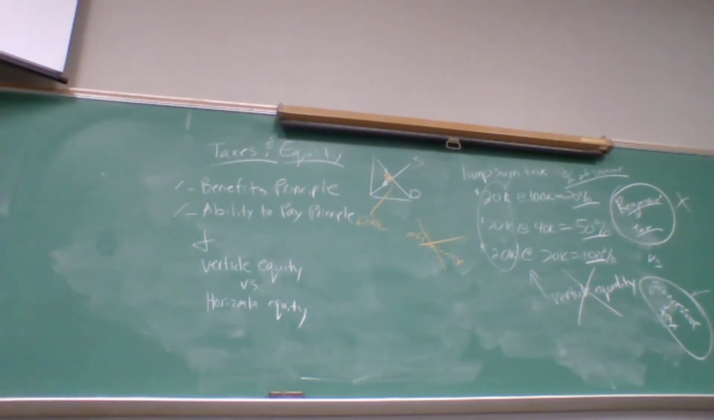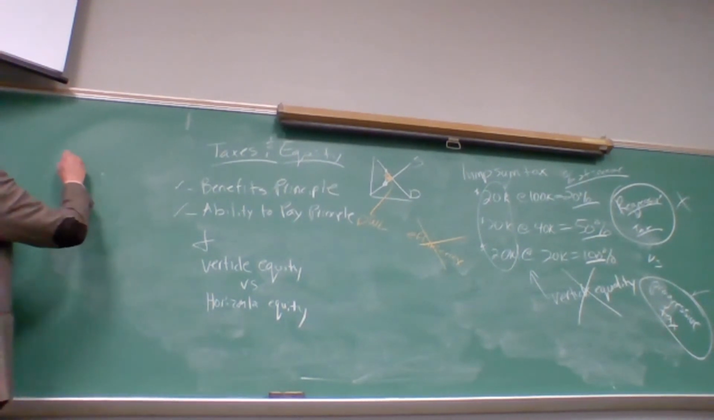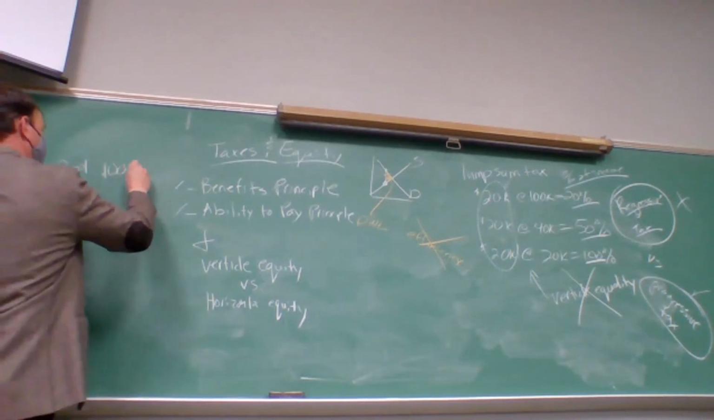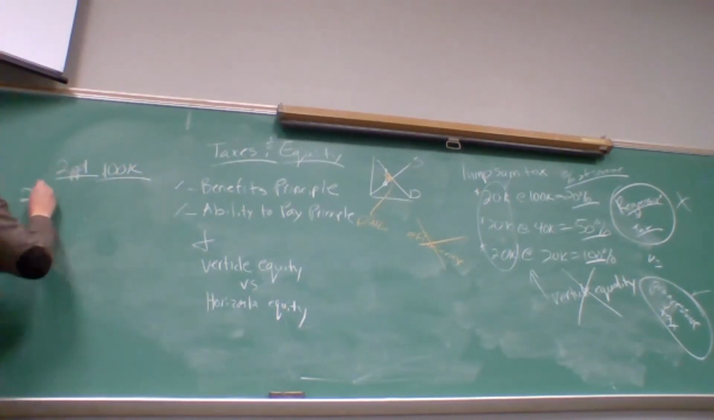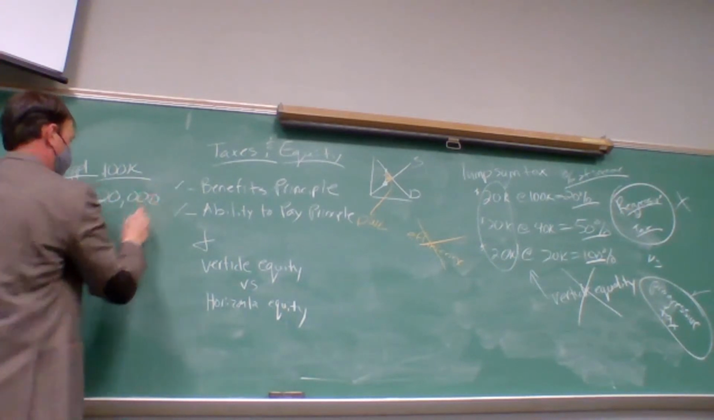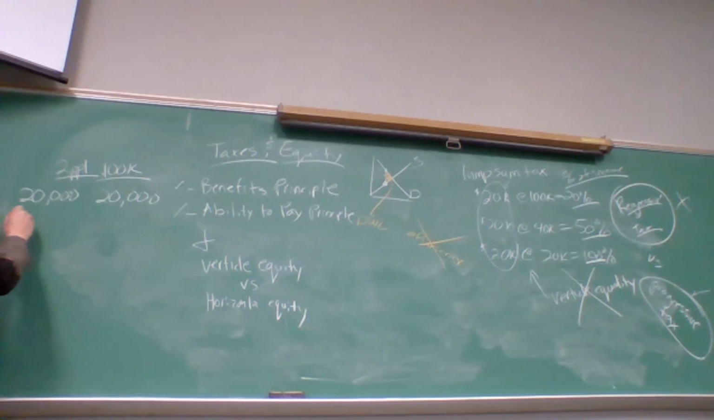Horizontal equity. I can illustrate this real quick. We had, let's say, 2 people earning 100K. Both of them start out at $20,000 in federal income taxes in our previous example, all right? And this person, let's say, has 2 kids and gives a lot to charity.